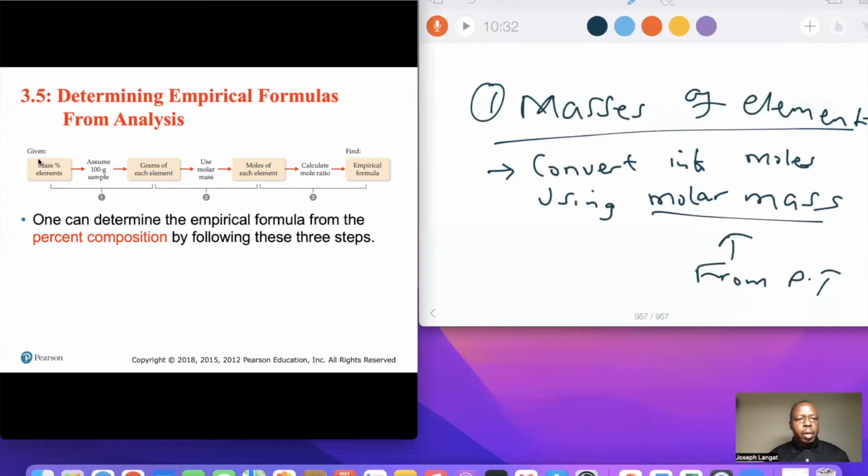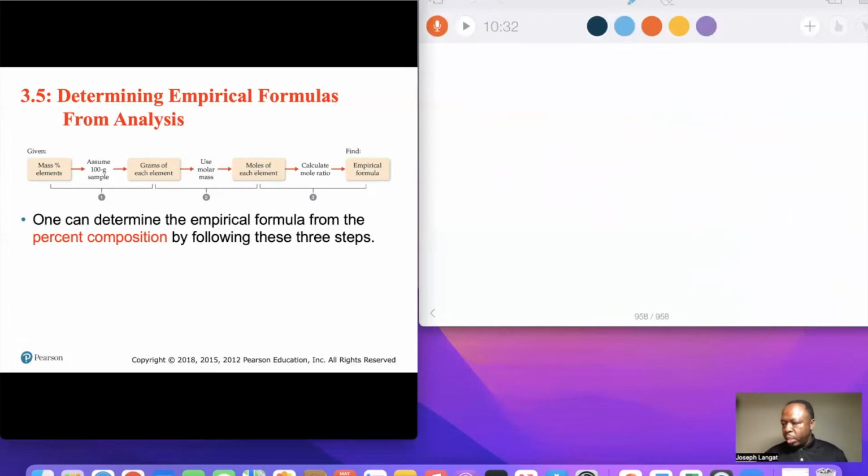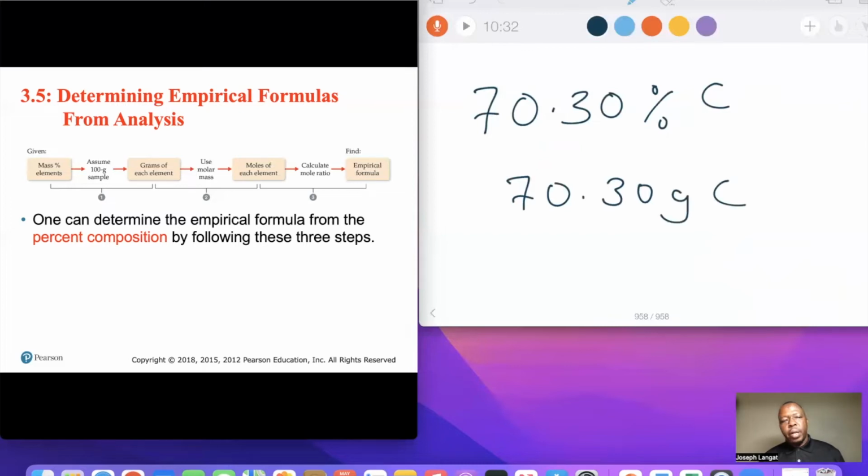Sometimes you may be given the mass composition of an element. Just assume that you have 100 grams and convert that into grams of the element. It could be 70.30% carbon. You will take this as 70.30 grams of carbon, and then you convert to moles. So assume you have 100 grams.